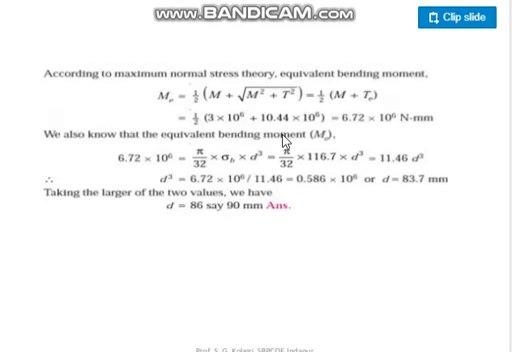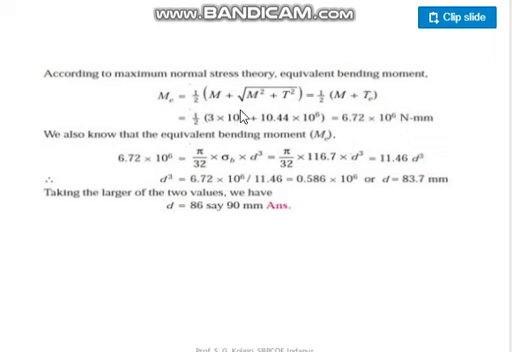and we also know the equivalent bending moment formula is half of bracket M plus square root of M square plus T square, bracket close. Otherwise this can simply be half of bending moment plus equivalent torque. Okay, this is because this is the equivalent torque formula. From this you find out the bending moment.